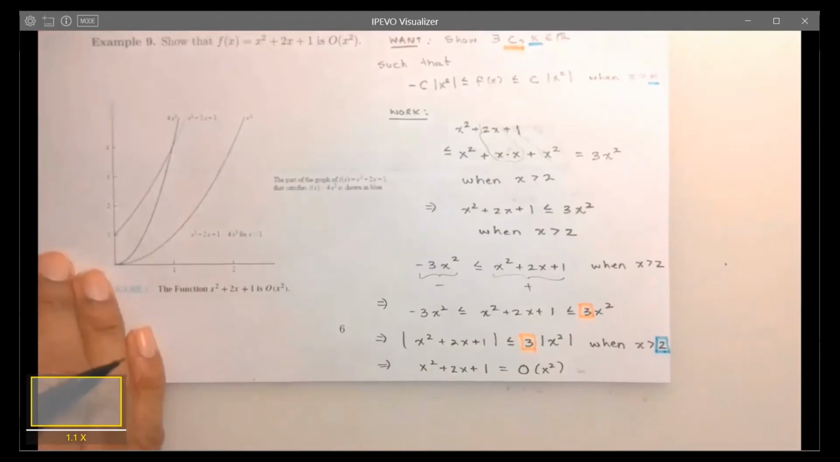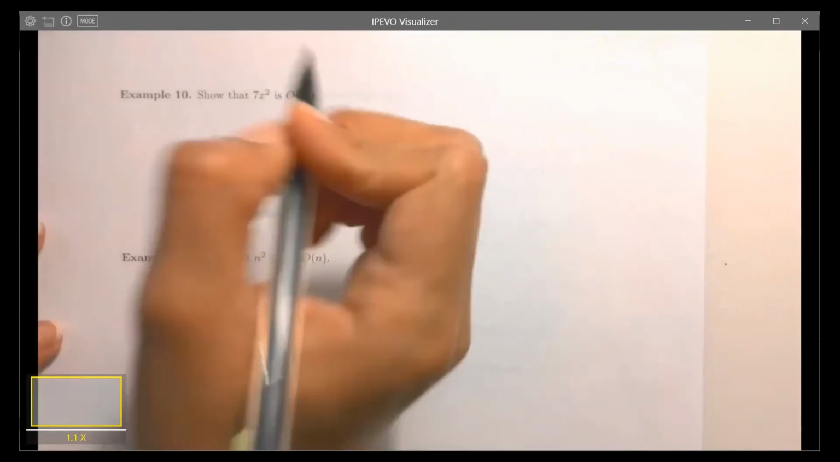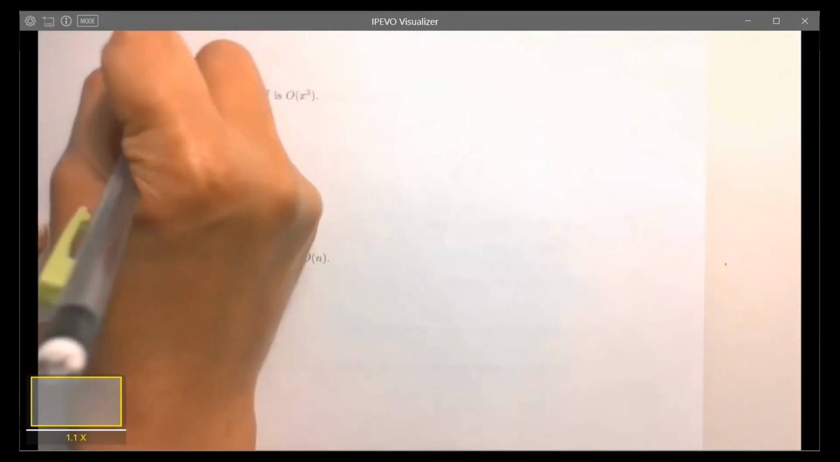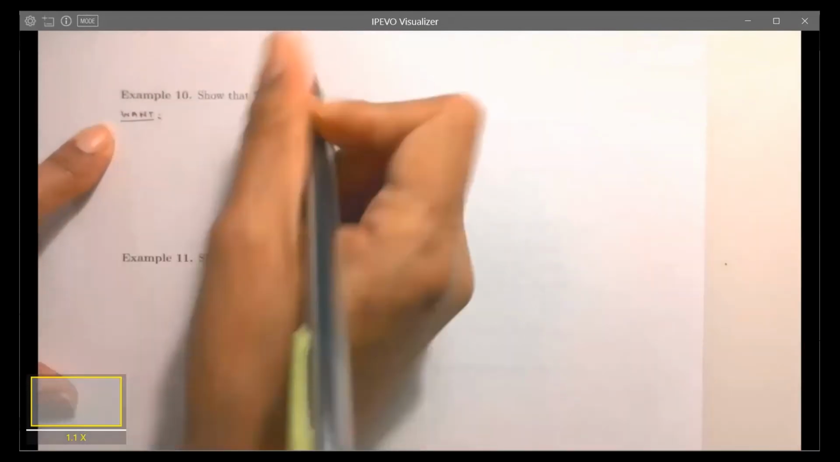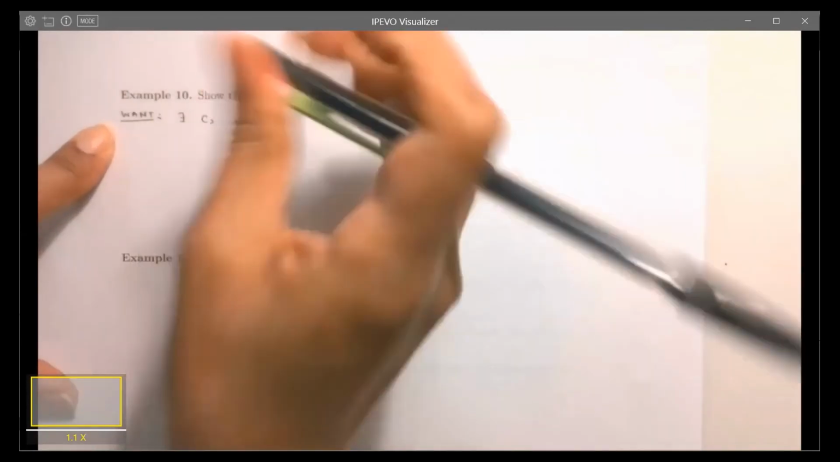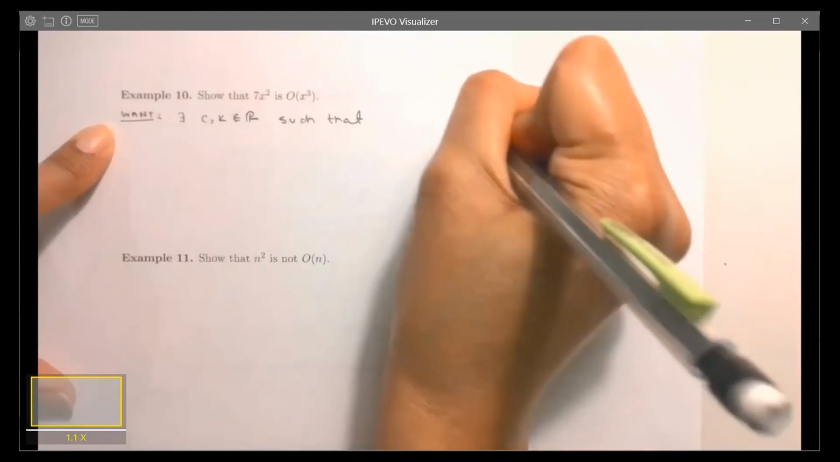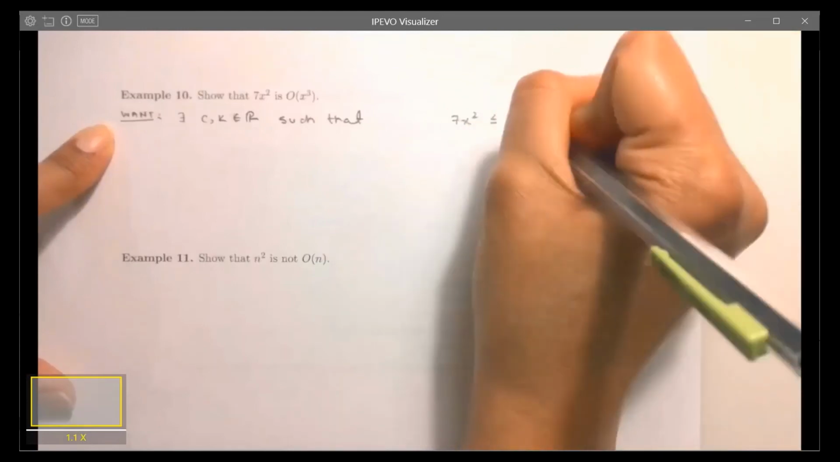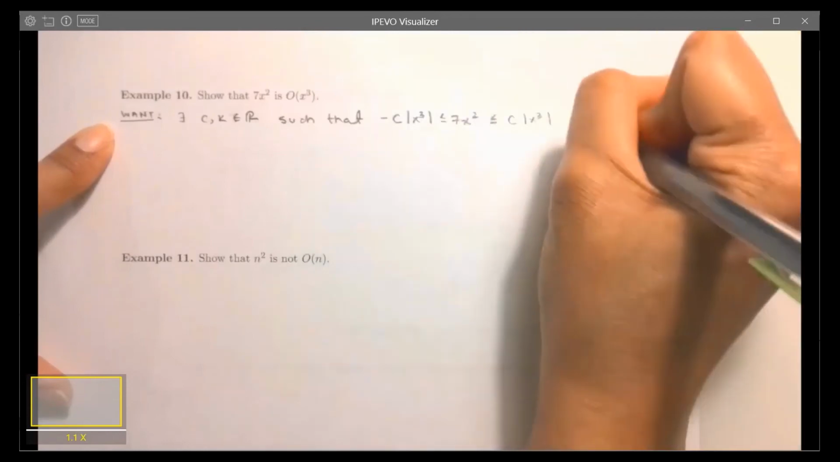All right, so that's one example. Let's take a look at another example. Example 10. For example 10, we have to show that 7x squared is big O of x cubed. So what we want to show, again, let me just write what it is that we want, and then show the work. So if we want to show that 7x squared is big O of x cubed, we want to find constants C and K such that 7x squared will be less than or equal to that constant times absolute value of x cubed and greater than or equal to negative the constant c times absolute value of x cubed whenever x is greater than k.